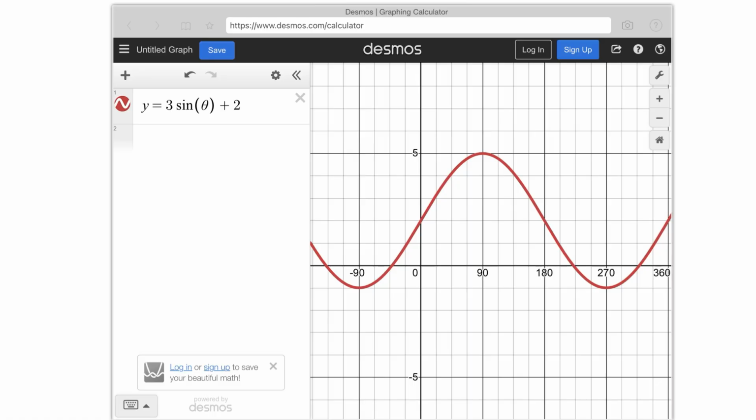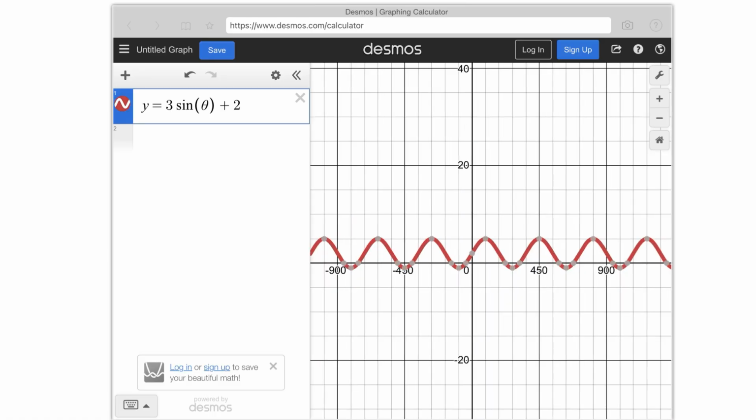In fact, if I zoomed out a little bit, we would see that this graph just keeps repeating forever in either direction. And that's because with the unit circle, you could keep going around and around. You don't just have to have one revolution. So the graph of sine of theta goes both directions. It has a domain of minus infinity to infinity.